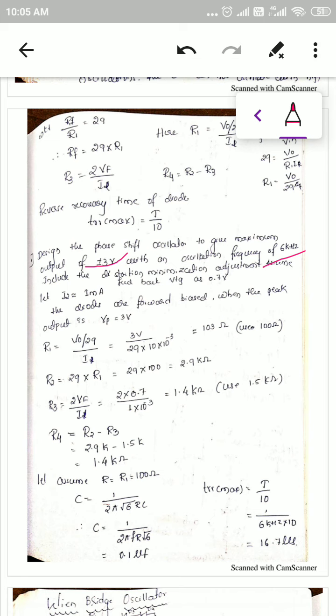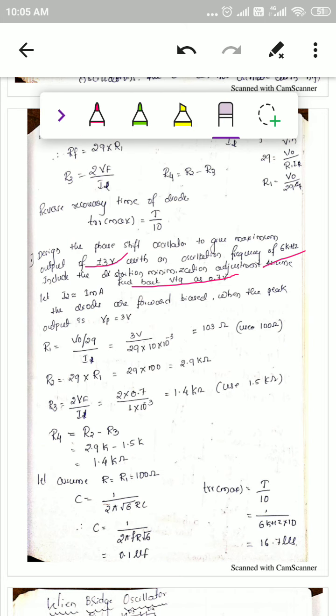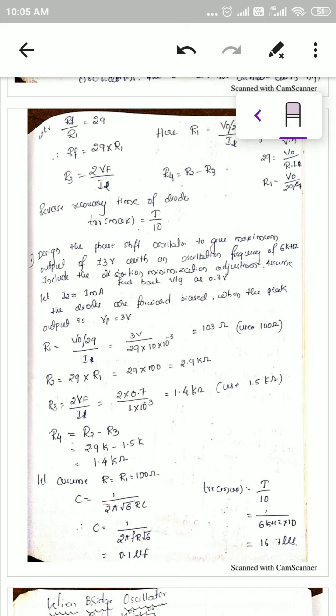This is the given data. Assume that the adjustment feedback voltage VF is equal to 0.7 volts, as they have given. So these are the given things, and you have to assume smaller values of current, capacitance, everything. So let us assume I2 is equal to 1 milliamp is the current flowing. So the diodes are forward biased and the peak output voltage is 3 volts.